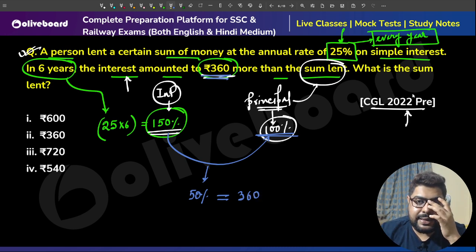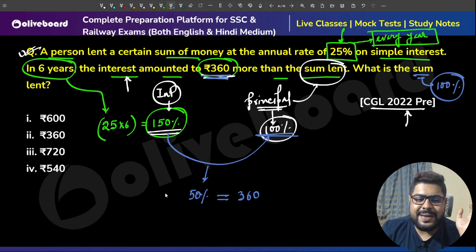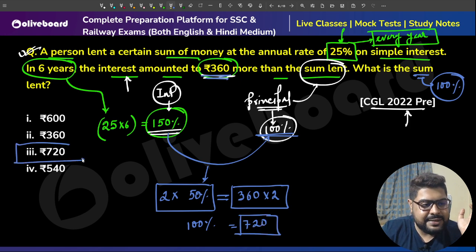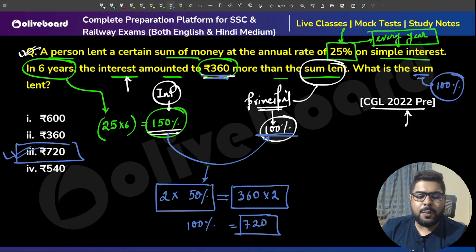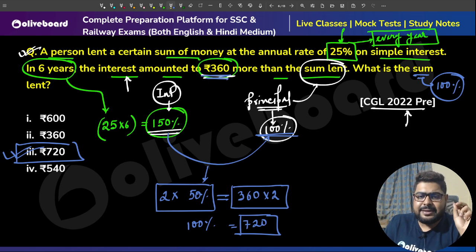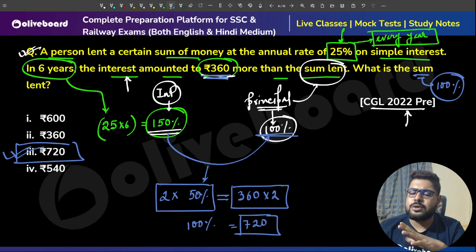They are asking what is the sum lent. They are asking what is the value of 100%. 50% is this, multiply 2 on both sides. So the left hand side is 100%, and it is equal to 720 rupees, which is my answer, option number 3. Very, very simple question once again. I hope this is clear. This approach, for those who are doing it for the first time, might seem a little bit uncomfortable, especially in the beginning.